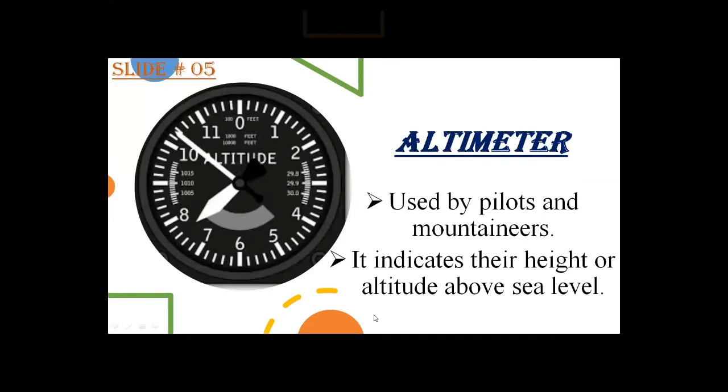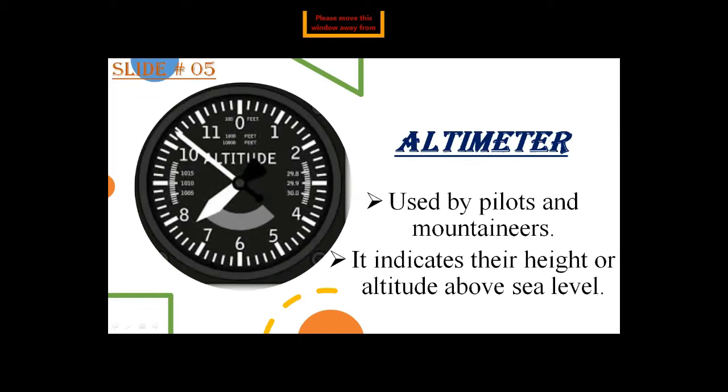The next one is slide number 5. In slide number 5, we will discuss the altimeter. What is the altimeter? The altimeter is used by pilots and mountaineers. It indicates their height or altitude above sea level. The word alt means height. A meter is an instrument, so a device used to measure height is called an altimeter. It indicates their height or altitude above sea level.